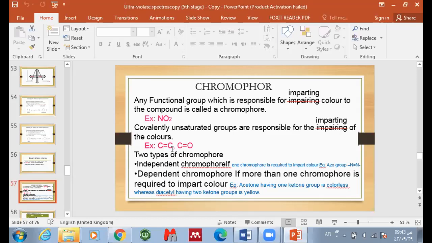And there are two types of chromophores, independent and dependent. So what is the independent chromophore? Independent chromophore, if one chromophore is required to impart the color, for example, azo group or nitro group. So it is enough to give the molecule a color. While dependent chromophore, if more than one chromophore is required to impart the color.